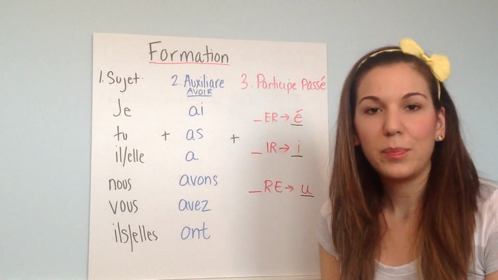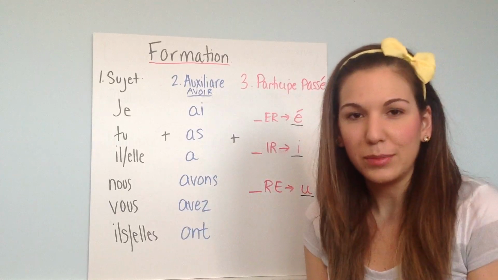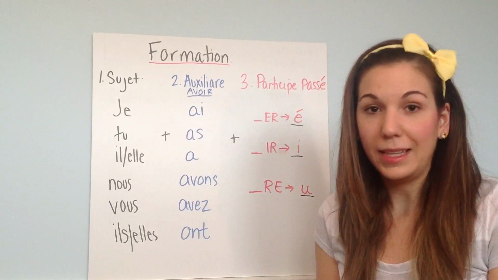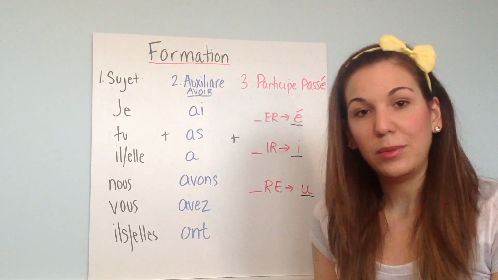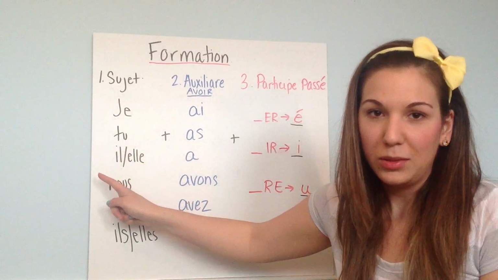Okay, how do we form passé composé? You need three things. First off, you need your subject, so that would be je, tu, il, elle, nous, vous, ils, elles. We already know those. And on will also be with il ou elle.